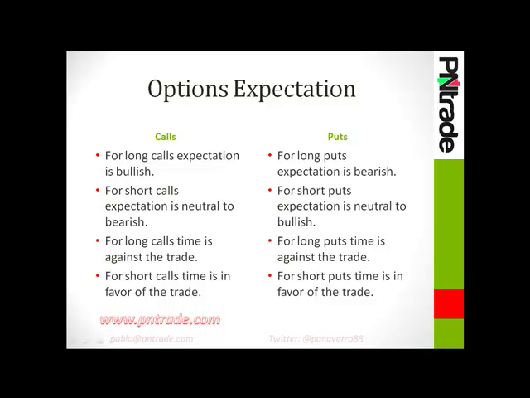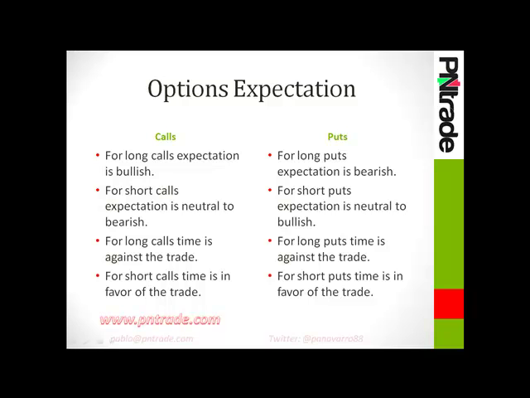Options expectation. For long calls, the expectation is bullish. The reason is we are long delta. Delta is a price component that shows the amount an option price will change for every dollar change in the underlying. We will talk more about delta in the next video. For long puts, the expectation is bearish. The reason is we are short delta.